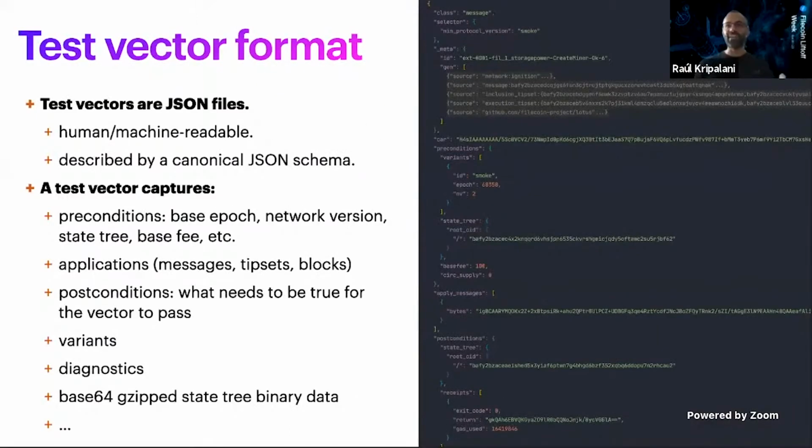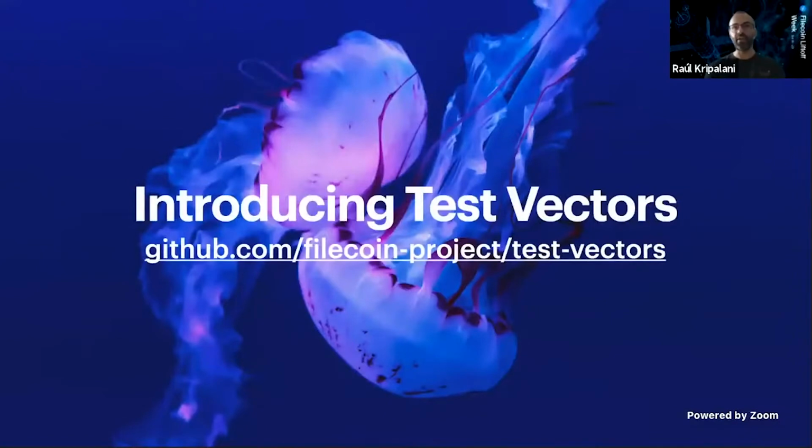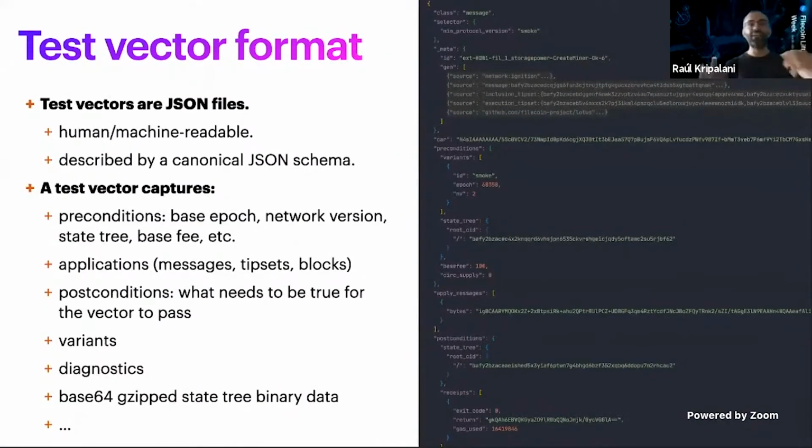Let's talk about what a test vector looks like in reality. What you see on screen right now is an example of a test vector. As we've implemented them in the Filecoin project, test vectors are JSON files, which makes them human and machine readable. They are described by a canonical JSON schema file, which you'll also find in the repo that I linked to in the header slide. That's Filecoin-project/test-vectors.